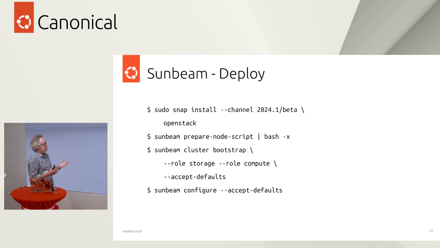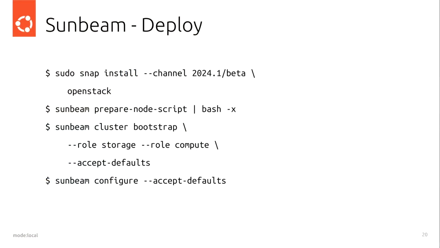Right, so this is broadly what a deployment looks like. As I said, you install the snap. This is a local mode deployment rather than a MAS mode deployment. You prep the node for deployment, and then you can bootstrap this node as the first seed node in your deployment. You'll notice that we have a role storage, and that's really where Ceph hooks into our story.